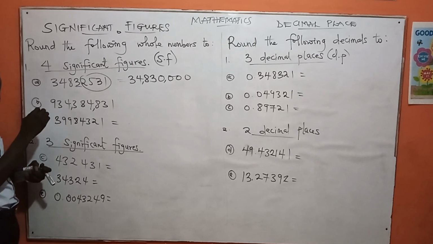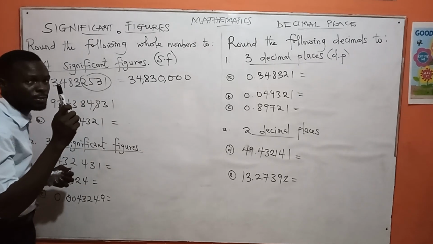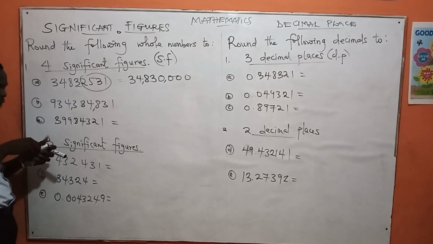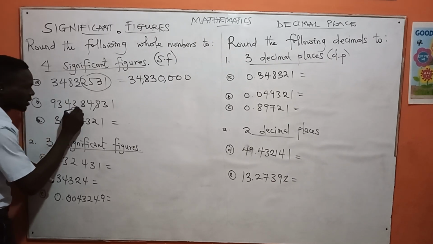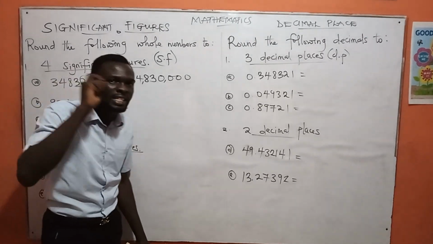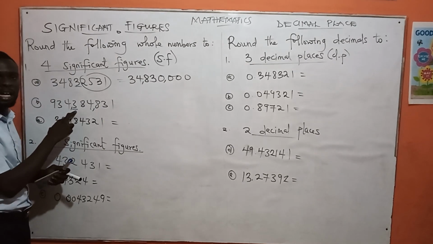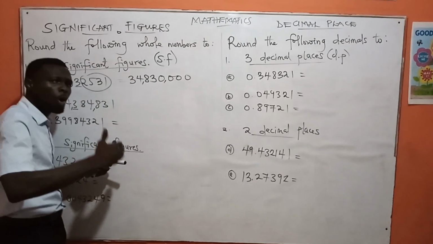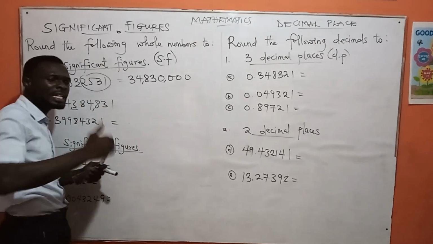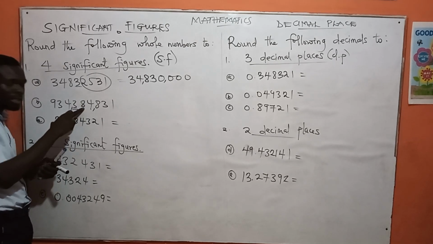So to how many significant figures? To 4. So we count to the fourth significant figure. So we have 1, 2, 3, 4. The fourth significant figure is 3. So it is always important that we identify the significant figure. So if 3 is the significant figure, what is the number on the immediate right of 3? Or which number is at the immediate right of 3? The number at the immediate right of 3 is 8.